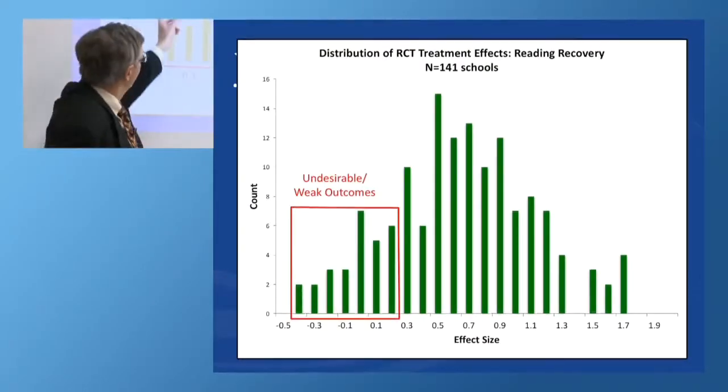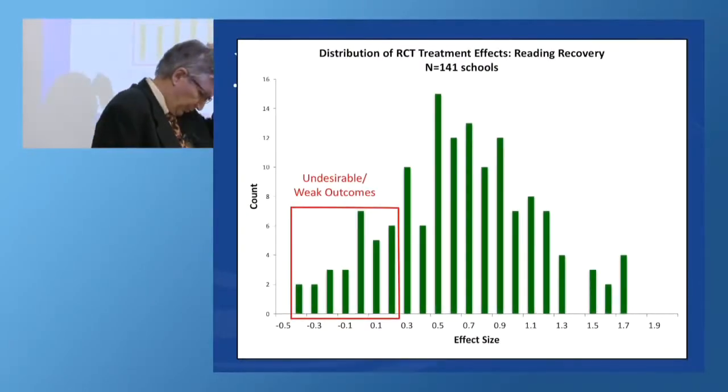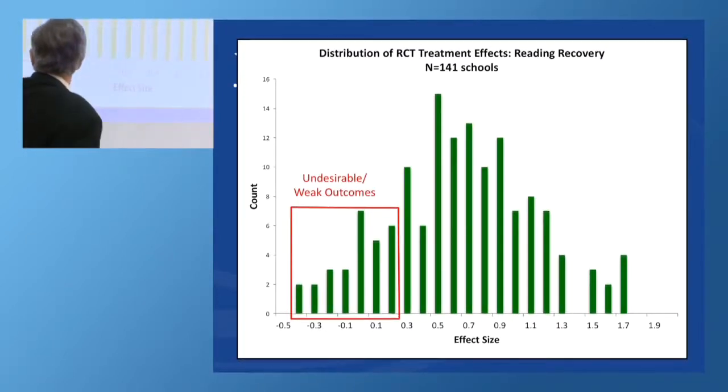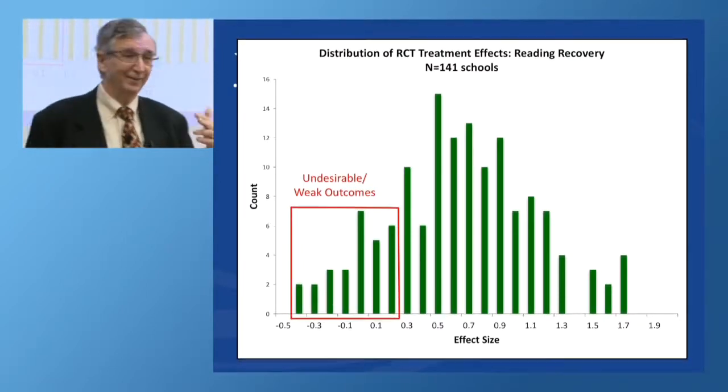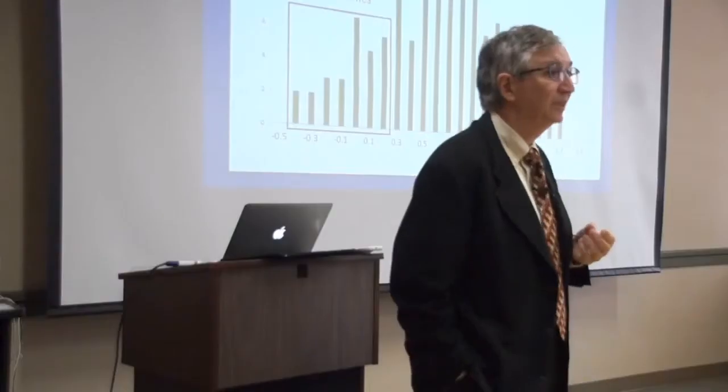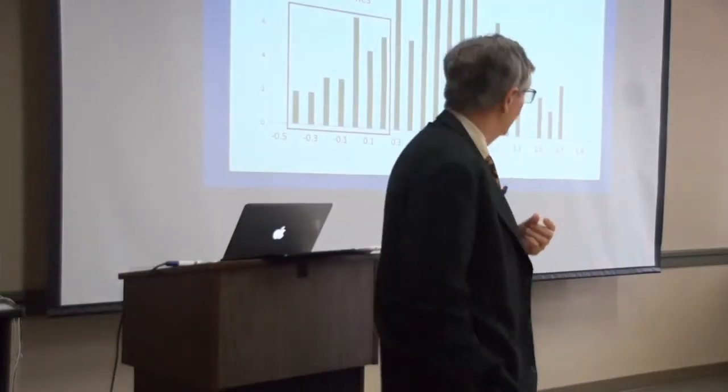There's a good 20% or so of the schools that had weak, or in some cases, maybe even slightly negative outcomes. It's an expensive intervention, so if this thing only had an effect size of like 0.15 or even 0.2, chances are you weren't going to buy it, because it's one of the more expensive things we can do.